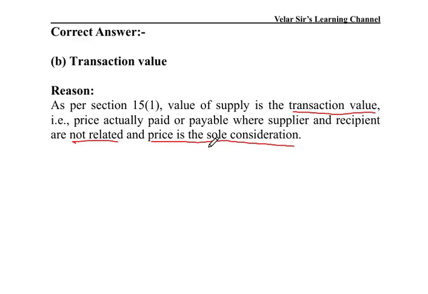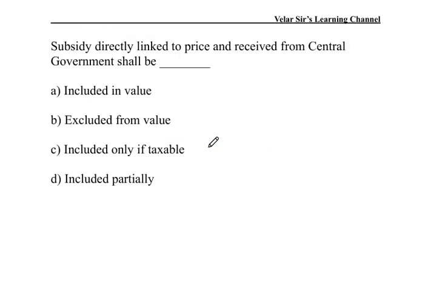The next MCQ: subsidy received. Subsidy directly linked to the price and received from the central government shall be dash. Important thing is, subsidy received from whom? The central government. The options given here: first option included in the value, B excluded from the value, C included only if taxable, and the fourth option included partially.